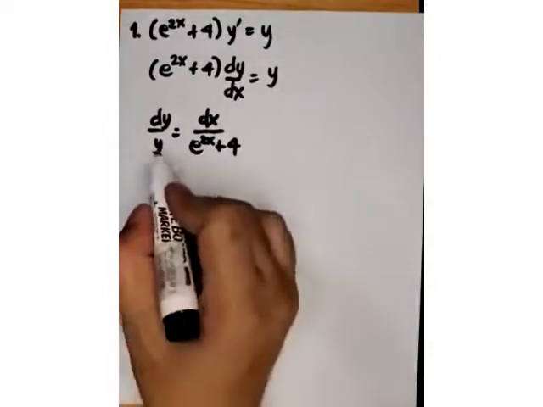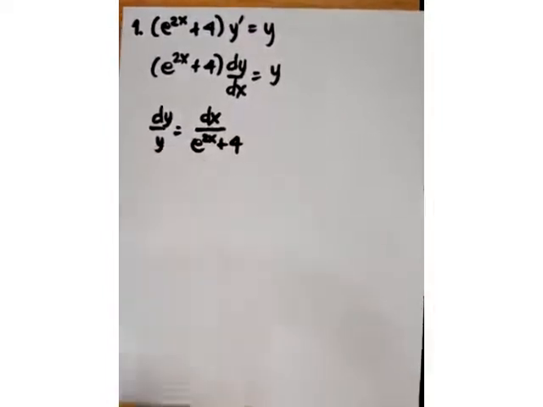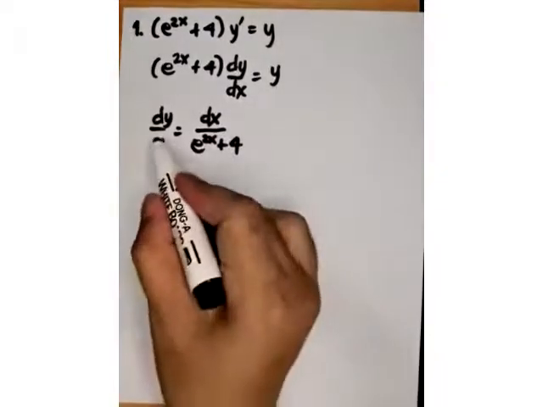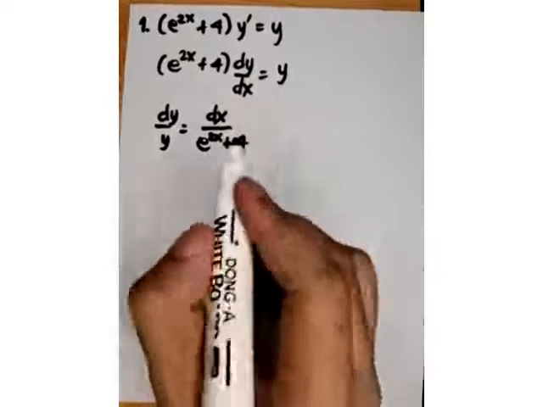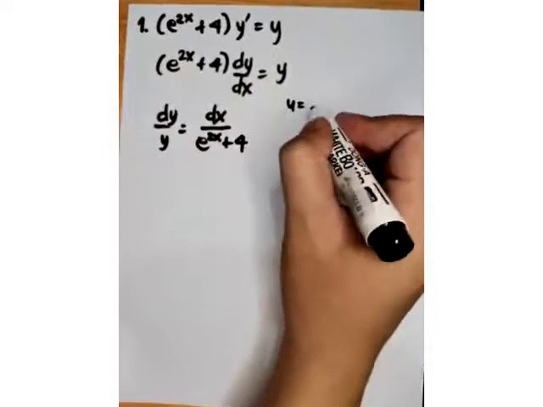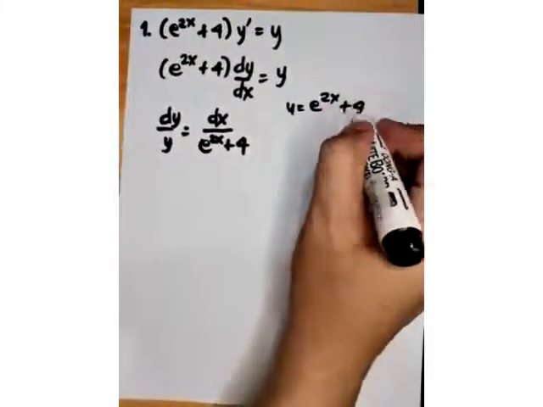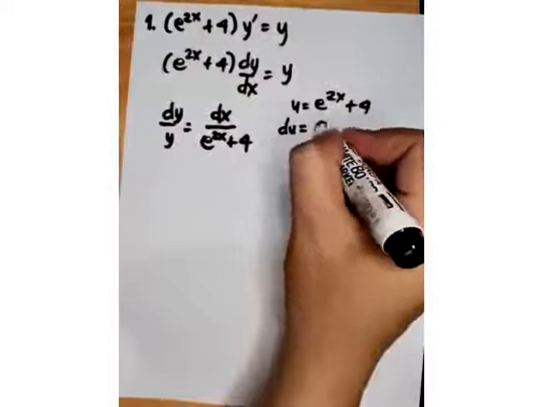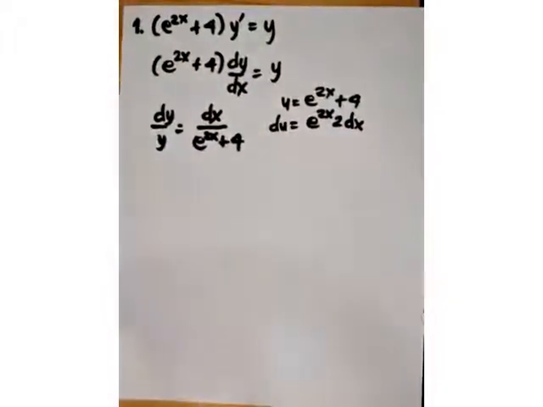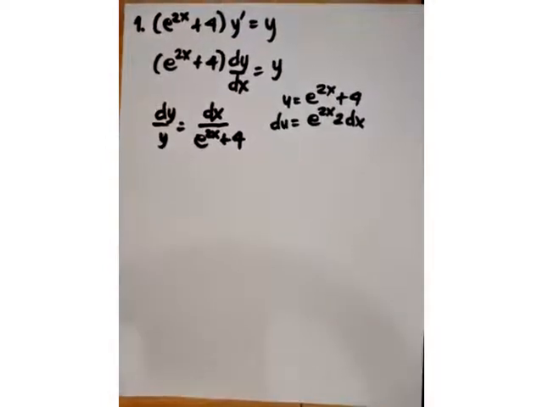Okay. We have no problem integrating this side. How about this one? We can say that this is ln. But if we try ln here, u will be equal to e raised to 2x plus 4, and then du is equal to e raised to 2x times 2 dx. So we cannot get the numerator out of the denominator, based on the du. So it cannot be directly integrated as ln. We also cannot use a power rule.